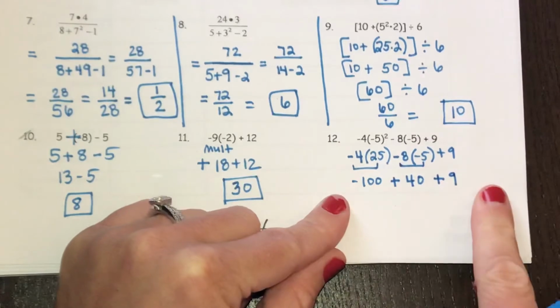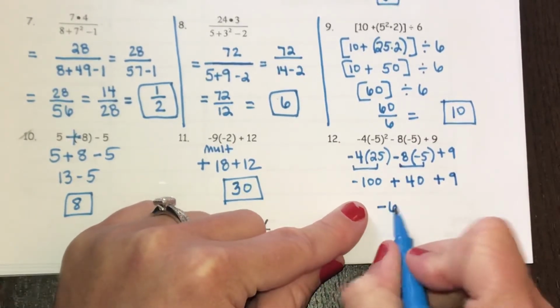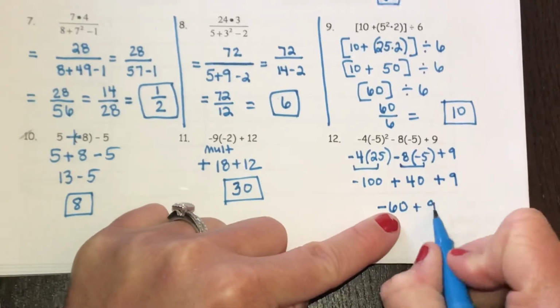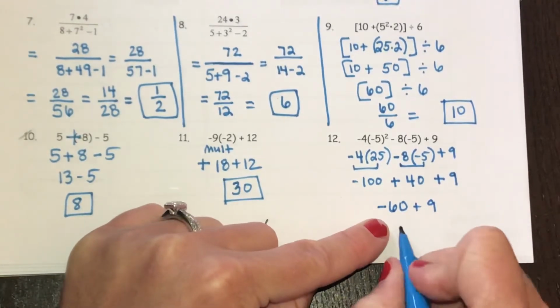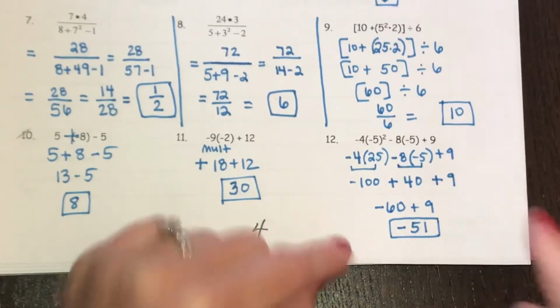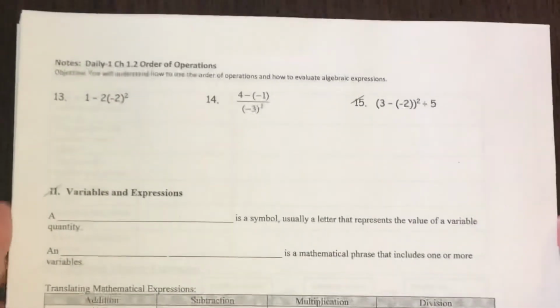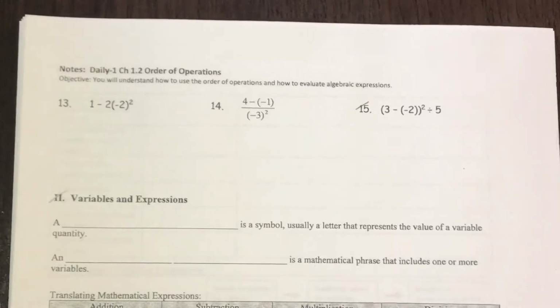And then I'm going to add from left to right. -100 plus 40 is -60. And then I'm going to add 9. -60 plus 9 is -51. And feel free to use your calculator some if you need to. I'm going to finish the last 3 order of operations problems on the next page.